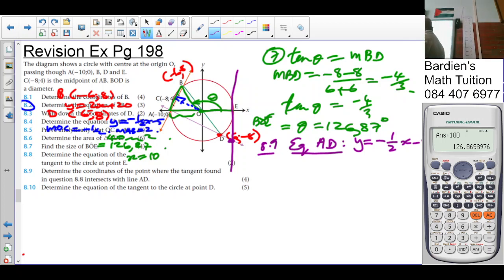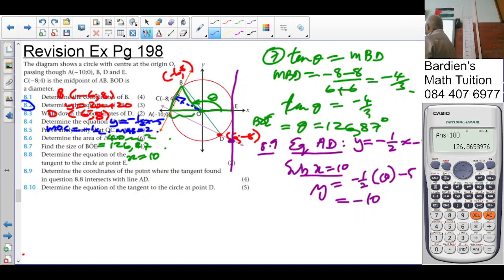Okay. So we're going to substitute x is equal to 10 into this, so y is equal to negative half times 10 minus 5, which is negative 5 minus 5, which is negative 10. So the x value is 10 and the y value is negative 10. So that point of contact here is 10 and negative 10. Does it make sense, people?